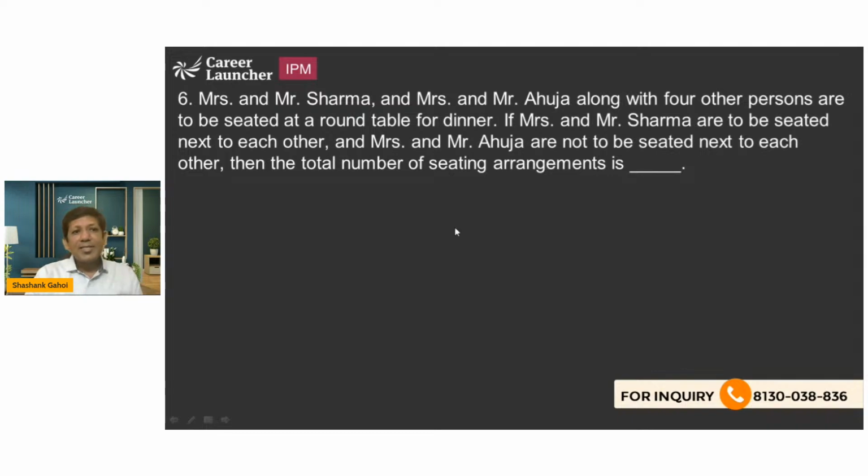Now, what does question number 6 say? There are Mr. and Mrs. Sharma, Mr. and Mrs. Ahuja, and 4 more people. So Mr. and Mrs. Sharma are 2 people, Mr. and Mrs. Ahuja 2 people, and 4 other people. So what is the total number of people we are talking about? We are talking about a total of 8 people sitting at a circular table, a round table. Now it says Mr. and Mrs. Sharma are sitting together.